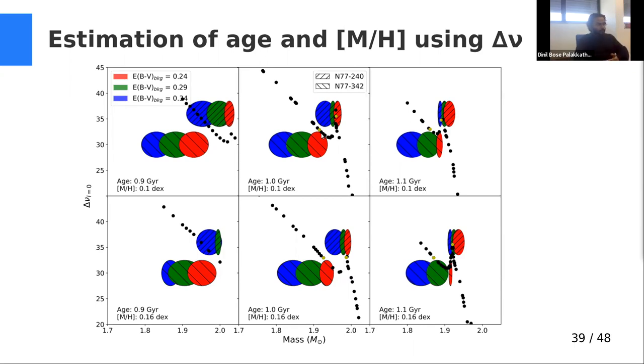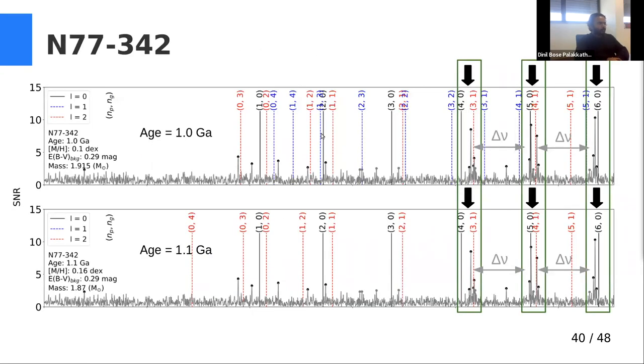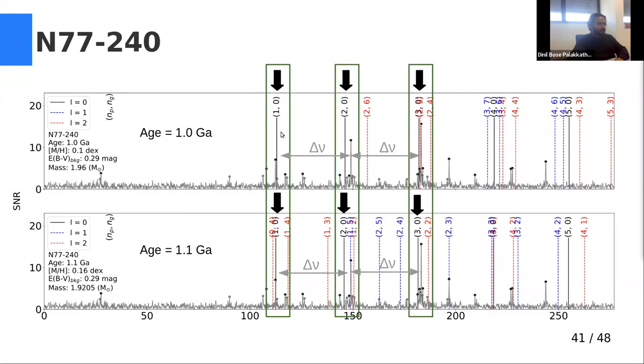Now we look into the individual frequencies. If you take the model ages 1 gigayear and 1.1 gigayear and look at the individual frequencies, you can see these are the individual frequencies. When we compare them with the observed frequencies, we can see that the individual frequencies also match for N77-342. And if you look at N77-240, you can again see that the individual frequencies match the observed frequencies.